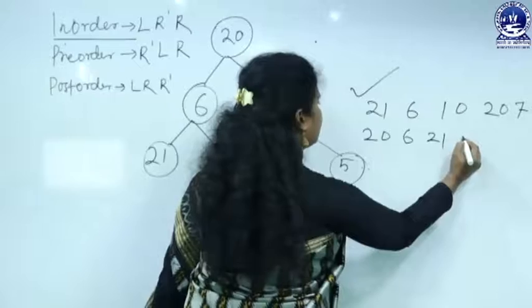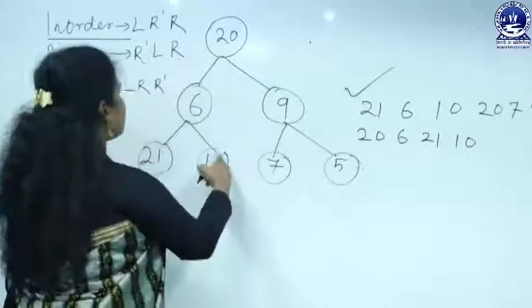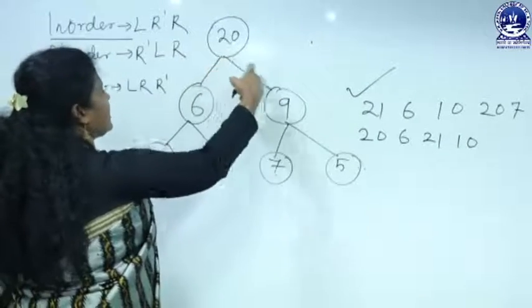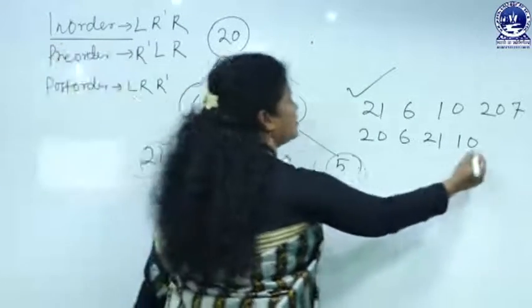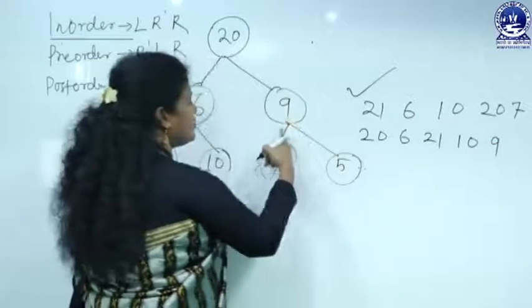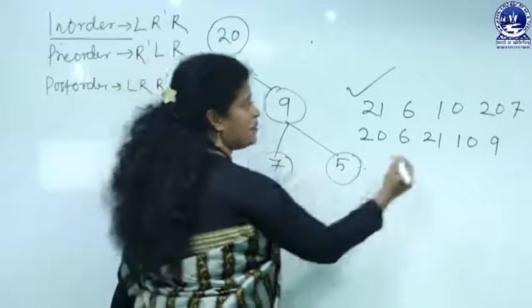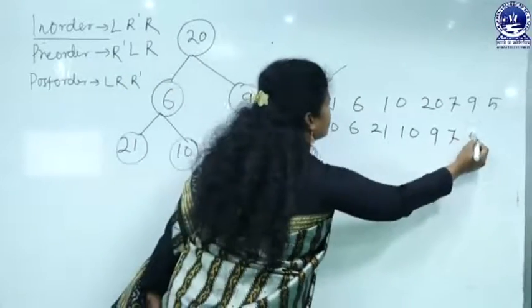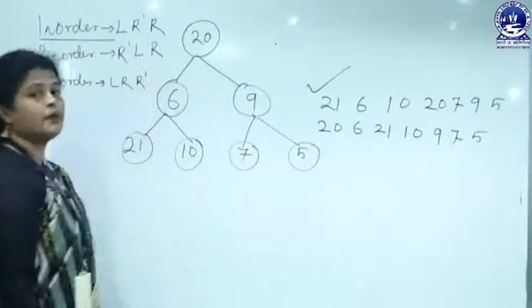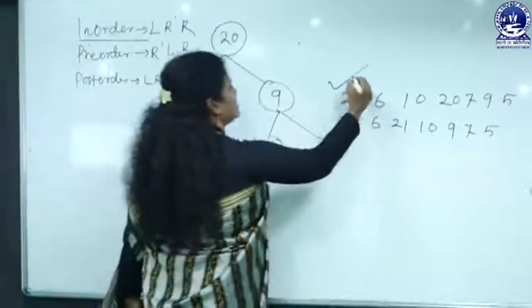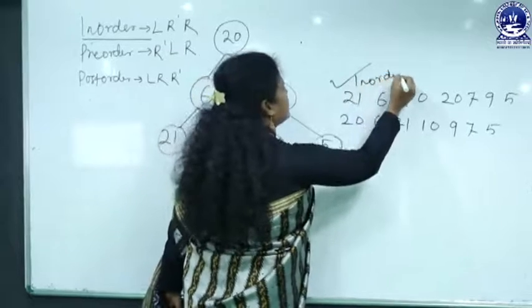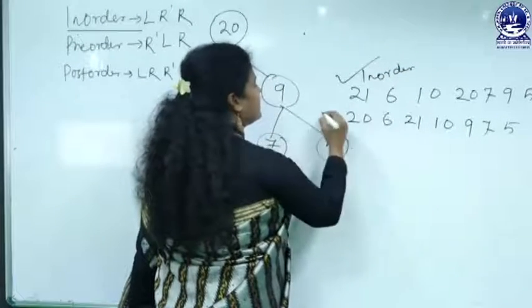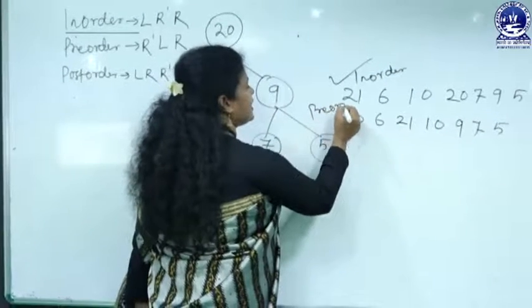This is 10. Now we will go back and again we will move here. The output is 9. Then we will move here. Output will be 7. Then we will move to this part. This is 5. This is about pre-order traversal. Let me write here so that you will be clear. This is about in-order. This is about pre-order.